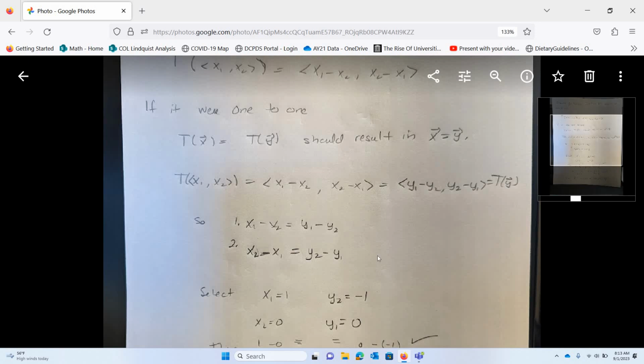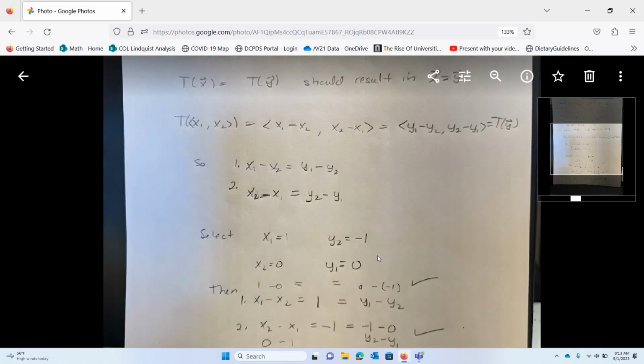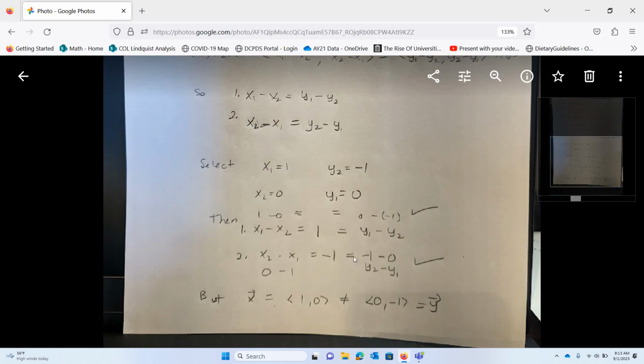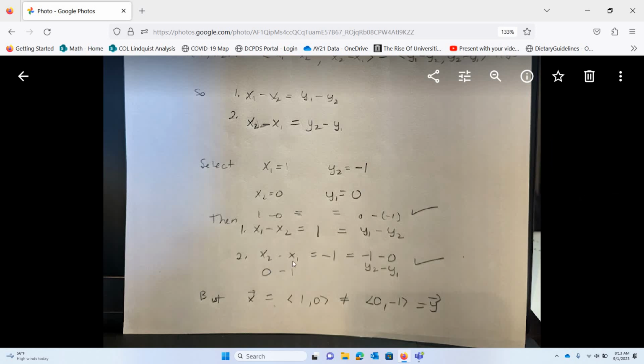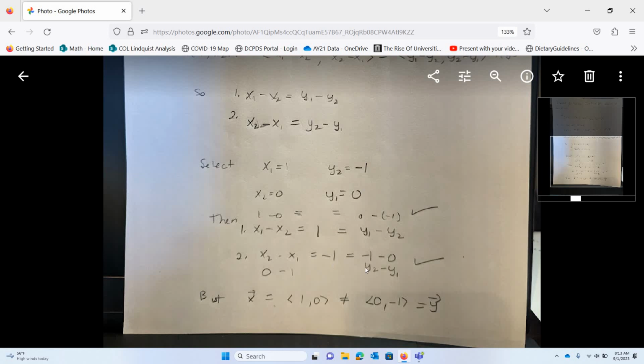Once I made those choices, I just checked whether equation 2 works out. Equation 1 works out because I set it up that way. So x1 minus x2 is 1 and y1 minus y2 is 1. But equation number 2 worked out as well. I got x2 minus x1 was minus 1 and y2 minus y1 is minus 1. So they're equal on both sides.